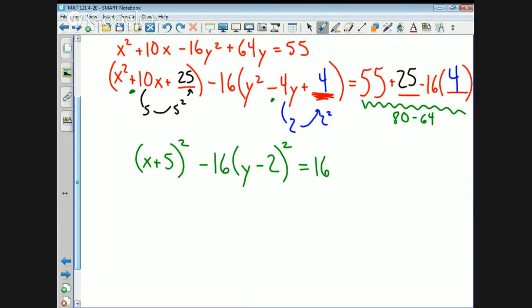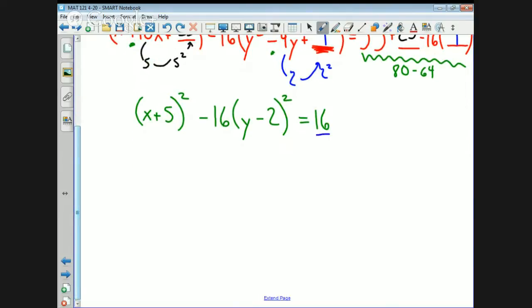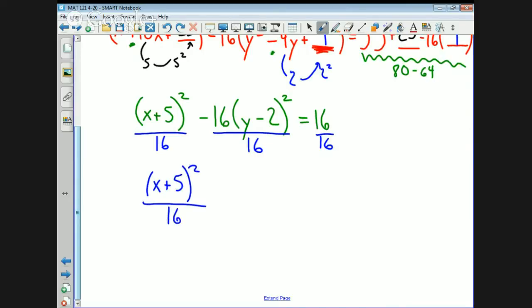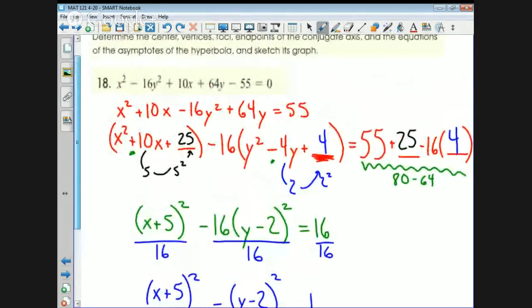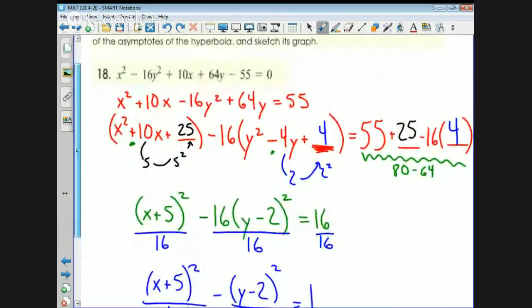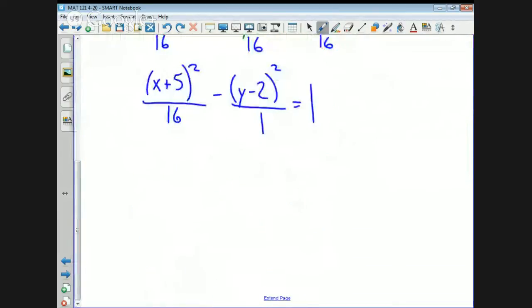And now I need to divide everything by 16 in order to get a 1 on that right side and get me into my standard form. So now we'll have x plus 5 squared over 16 minus y minus 2 quantity squared. I'm going to force this to be over 1 just to have that in play, and then this will equal 1. Okay, so that's the standard form. I know it may seem like a lot of work to get there, but that work's going to pay off because now I can get all this other information very easily from the standard form.